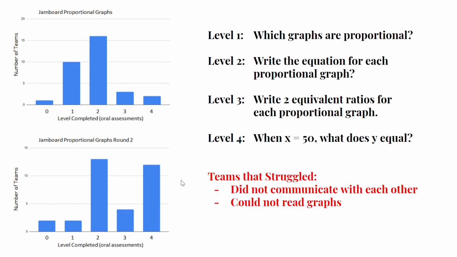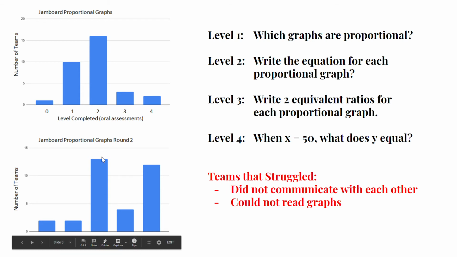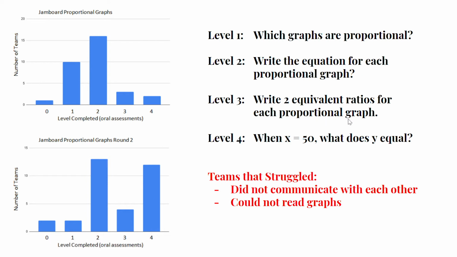Secondly, some teams struggled, particularly with level 3. They were stuck at level 2 and they couldn't do level 3, which is write 2 equivalent ratios for each proportional graph. And that's because they could not read the graphs correctly. When they looked at the graph, they made a table that did not match the graph. So it's very important that we know how to read graphs correctly and not make tables that are incorrect.